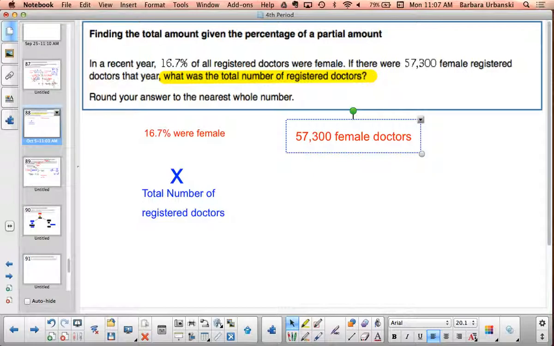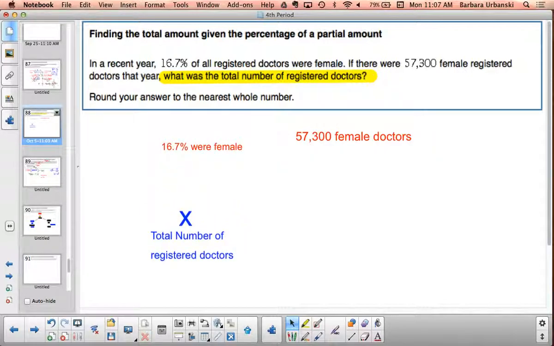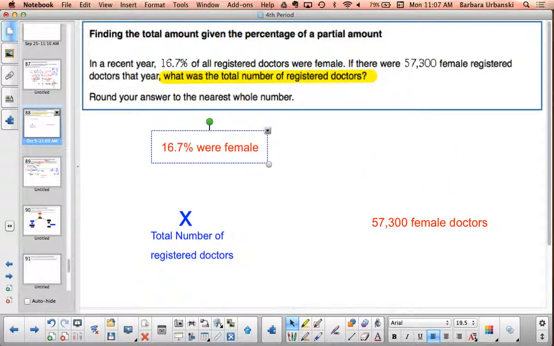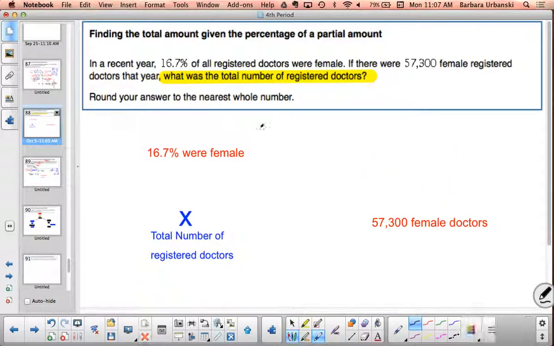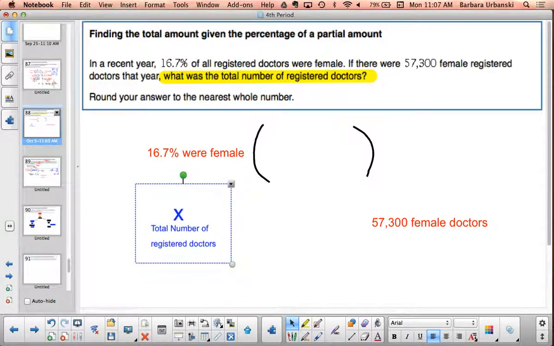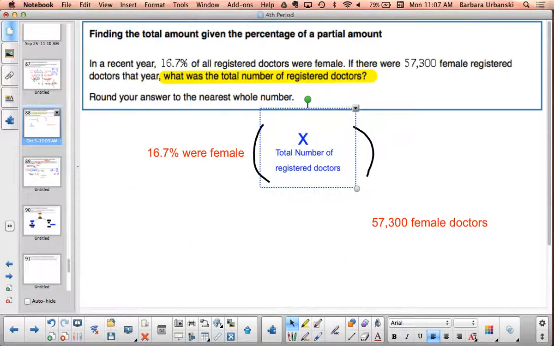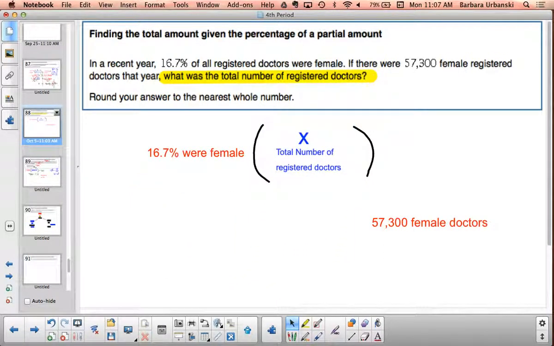In a recent year, 16.7%. Okay, there's our 16.7%. What does of mean in math? Of means to multiply. So we know we're going to be multiplying something. And of all registered doctors, so of all registered doctors, we don't know, were female. And we know that were, just like is, means equals, and it's going to be 57,300 female doctors.